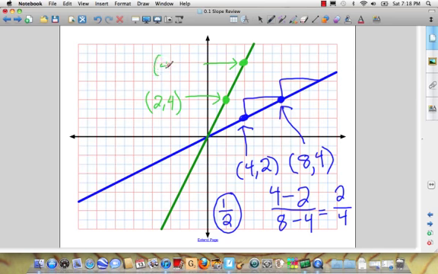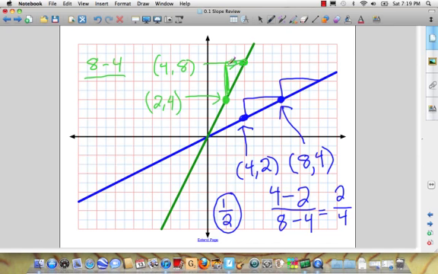4 units over, 8 units up. So in order to find the slope of the staircase in this case, how far up did we go? Well, we started at 4 and we went to 8. So how far is that? That's 8 where we ended, 4 where we started.